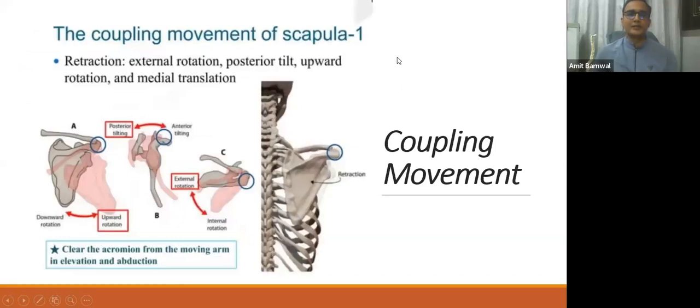What are the coupling movements we get for the scapula? For retraction, it's a combination of 4 different movements. How come it looks like just retraction, but it comprises 4 different movements? What are they? External rotation, posterior tilting, upward rotation, and medial translation towards the mid of the spine. I'm keeping this fixed to compare the two scapular motions.